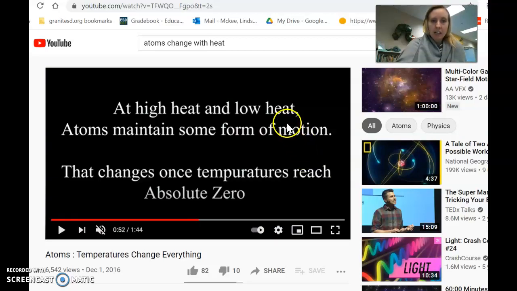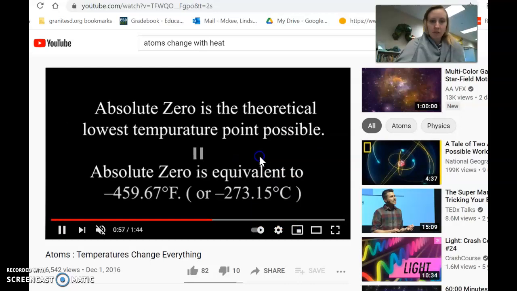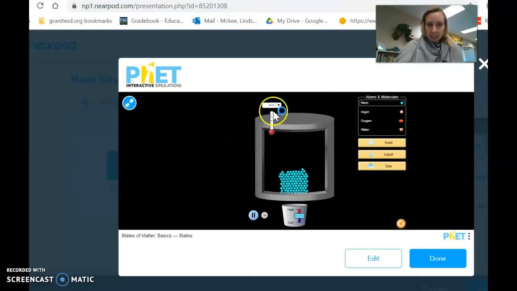At high heat and low heat, atoms maintain some form of motion. That changes once temperatures reach absolute zero. Okay, so we don't need to go into the rest of that. I wanted to show you the next activity you'll do after watching this video in Nearpod. You're going to see something like this. This is called a simulator. That means it's not real, but it's a fun little thing for you to play with and learn things about.